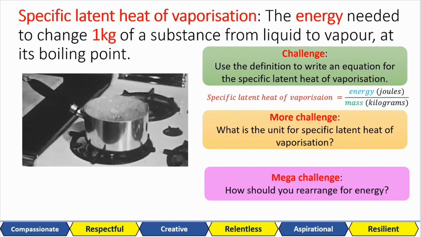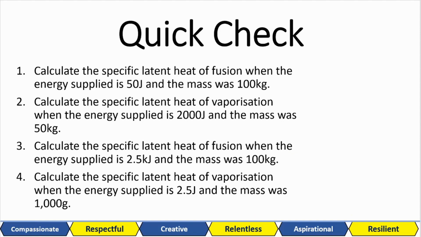Specific latent heat of vaporization is energy over mass. The units like before is joules over kilogram. And to work out energy just like before, it will be the specific latent heat of vaporization times the mass. Now based on all that we've done, see if you can answer these quick check questions.